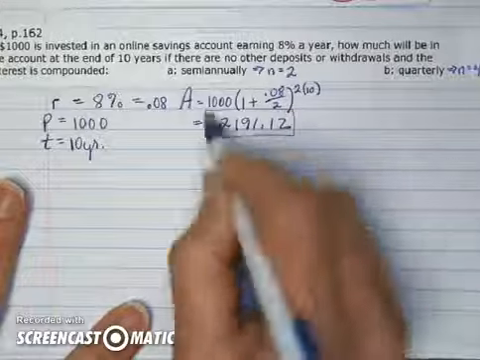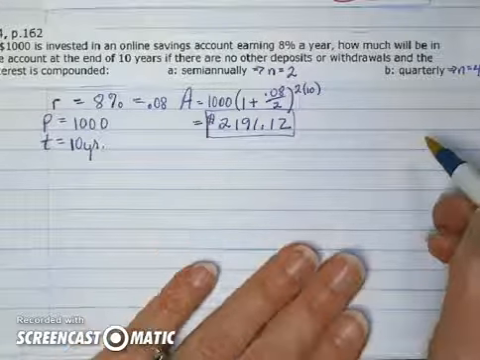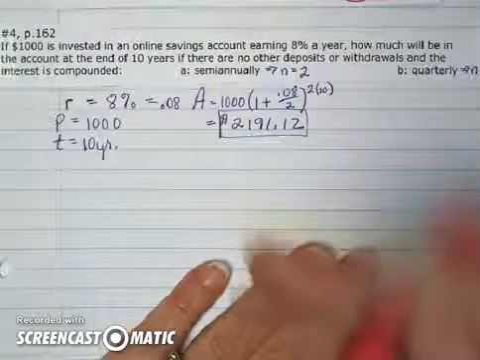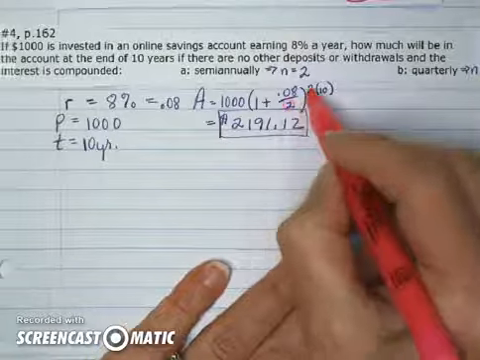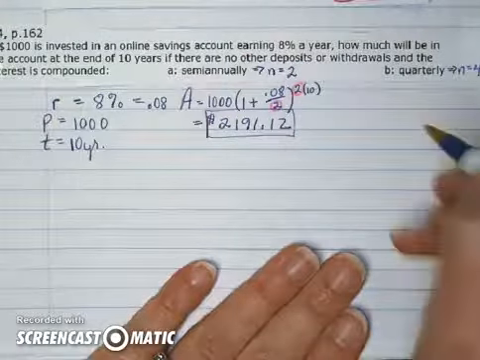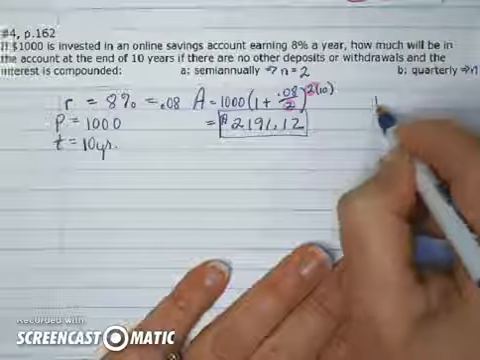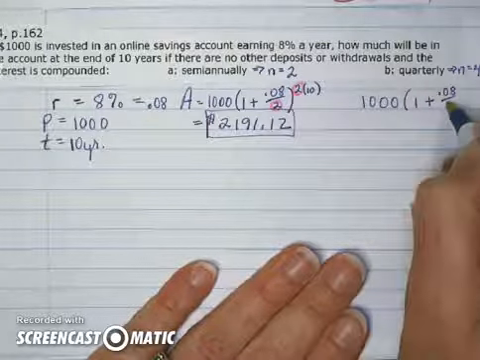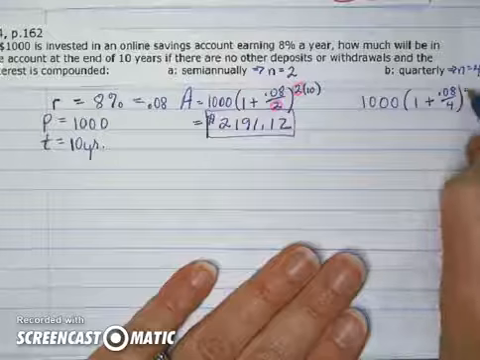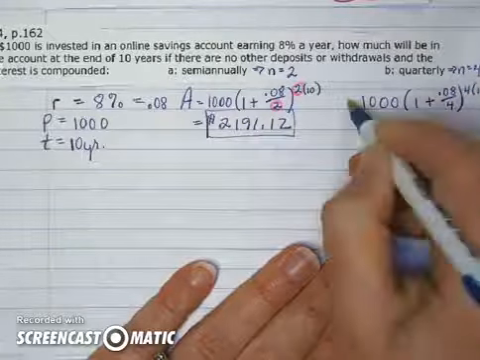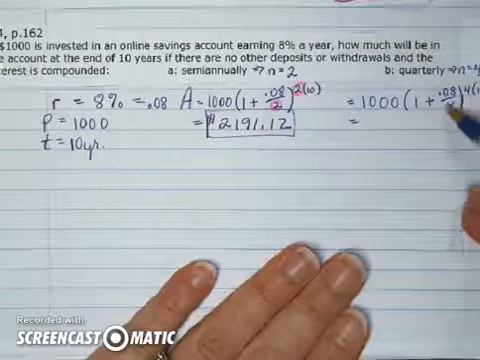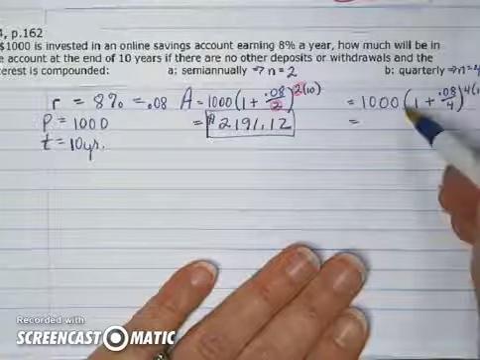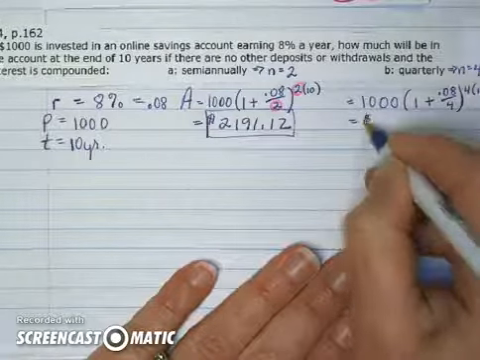Now, if I want to compound it quarterly, the only thing that changes in these two formulas is the N, right? So the only thing that's changing is that number right there is now going to be a 4. So I have 1,000 times 1 plus 0.08 divided by 4, because it's quarterly, 4 times the 10 years. Now when you multiply that again, I would do the 0.08 divided by 4 plus 1, raise it to the 40th, and then times 1,000.